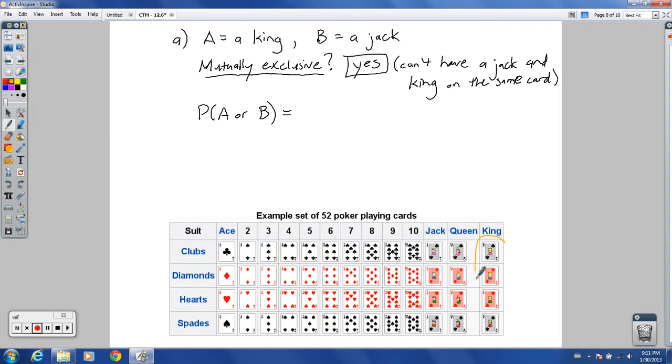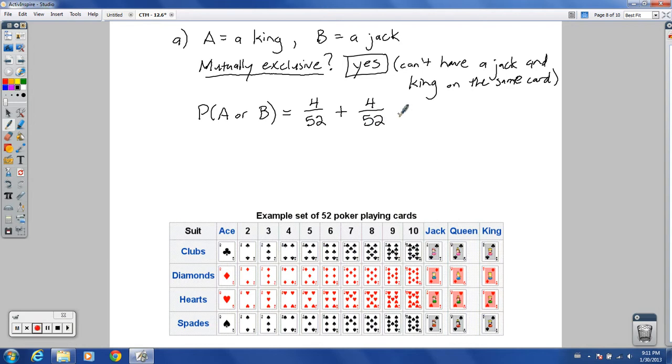How many kings are there? It's these 4 out of how many total? There are 52 total in the set. So there's 4 out of 52. That's the probability of A. We're taking that plus the probability of B. If we look at our general form, what's the chance of drawing a jack? Again, that is going to be 4 out of 52. So we've got plus 4 out of 52.